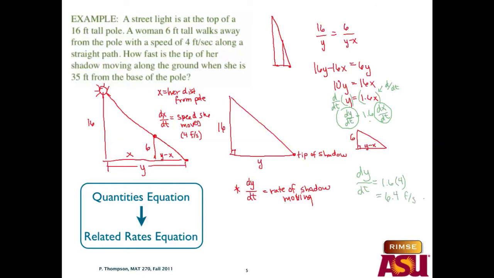So she's walking away from the pole at a speed of 4 feet per second. The shadow tip is moving away from the pole at 6.4 feet per second. So it's moving faster than her, but at the same rate all the time, which is why it looks like it's getting farther and farther ahead of her.